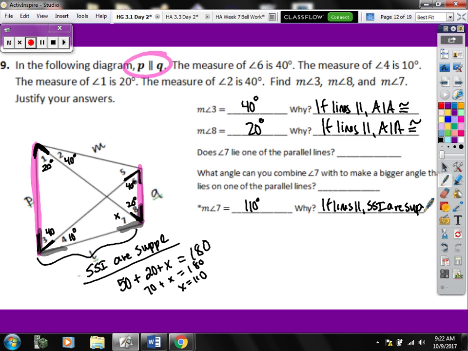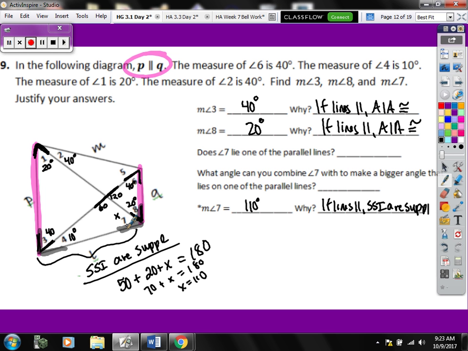Now you also could have done triangle sum like I did in the last question. So if you did triangle sum, we could do triangle sum here. 180 minus 40 minus 20 will get me 120. Then I can use a linear pair. 180 minus 120 will get me 60. And then I can use triangle sum again to get that that one has to be 110.